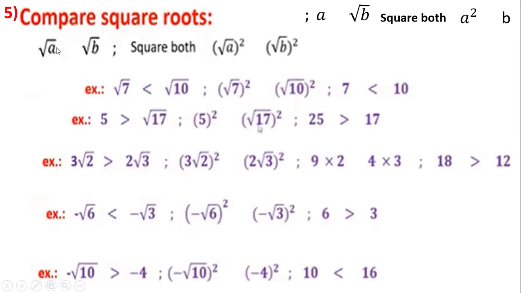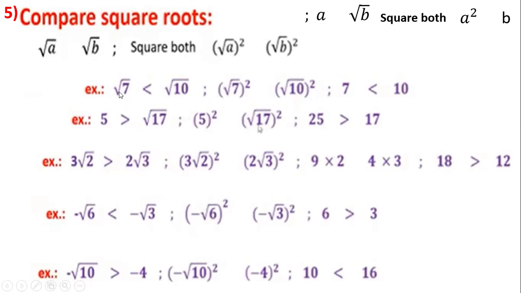I might be comparing a radical with a radical. Also, I square both. I get radical a squared and I get radical b squared. So these are the rules of comparing square roots. We square both. To get rid of the radical, we make it square.